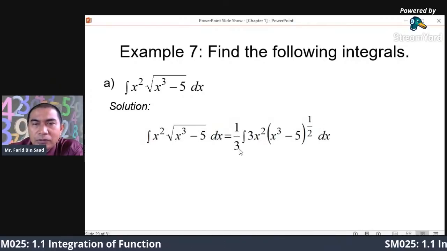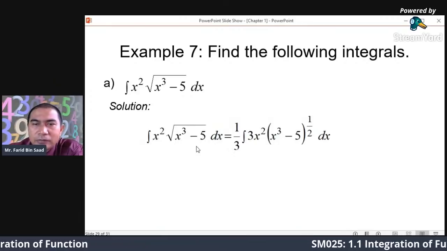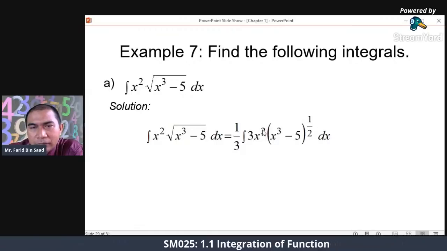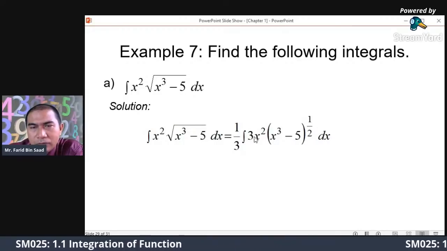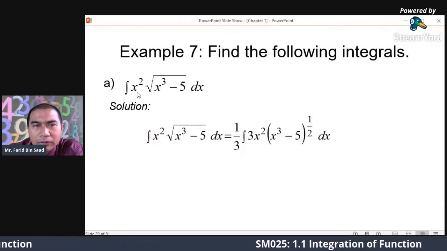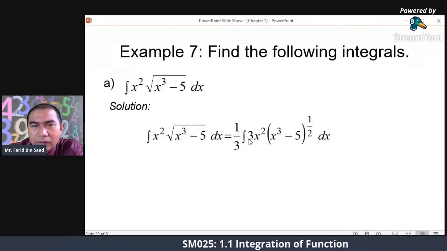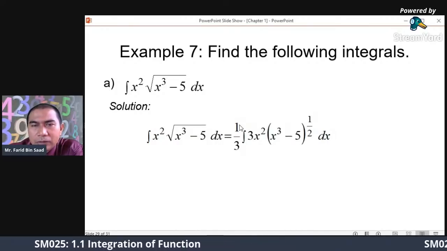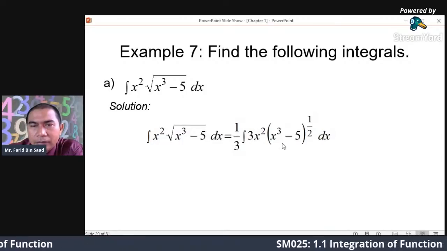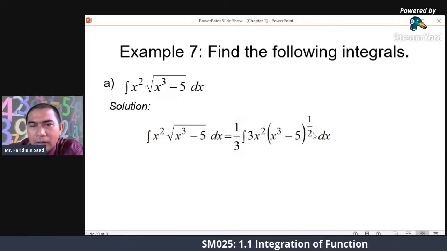So here it is. This one is f prime x. But there is a number 3, or the coefficient of x power of 2 is 3. Then we compare to the question. It is completely different. And then what we have to do is multiply with 1 over 3. And so we get f prime x times fx power of n.